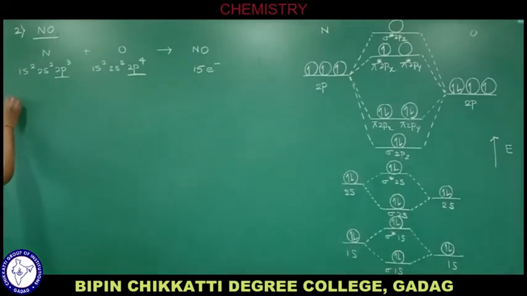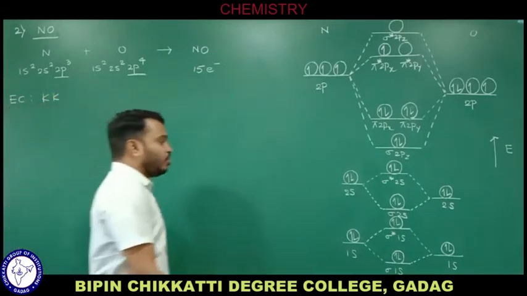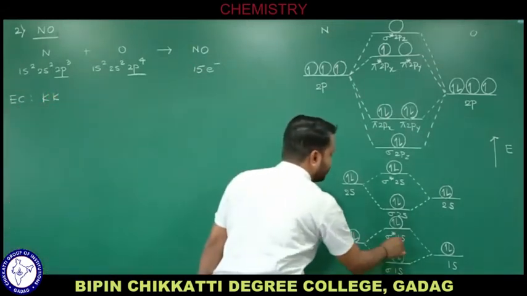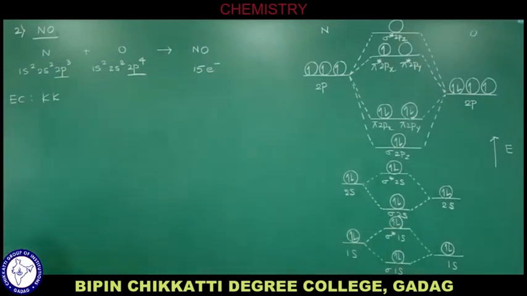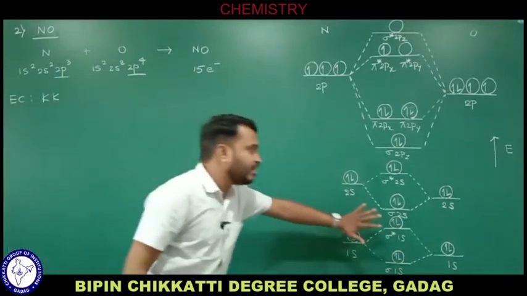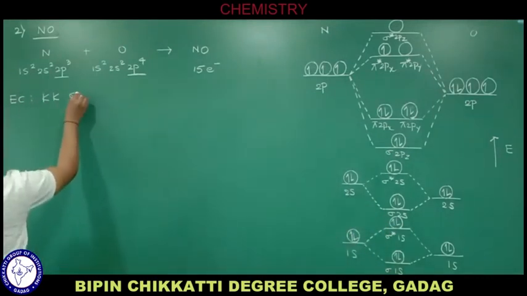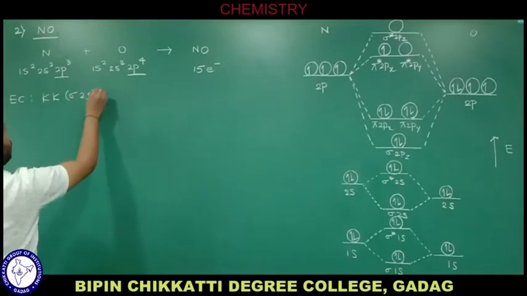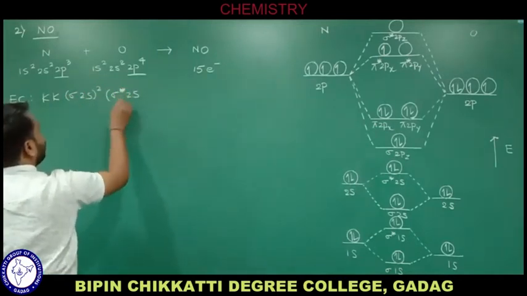And now I write the electronic configuration of this nitrogen molecule. Since the K shell is completely filled, I write KK here, or instead you can write sigma 1s2 sigma star 1s2. Since the K shell is filled, it does not take part in bonding, and you can skip drawing the diagram also, there is no big deal in that. So KK, and then we have sigma 2s with 2 electrons in that MO, and sigma star 2s with 2 electrons in that.